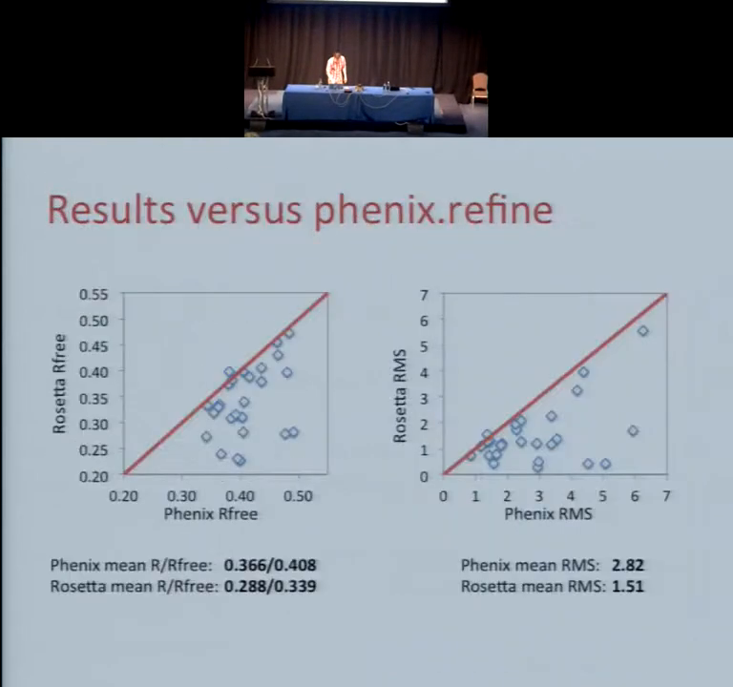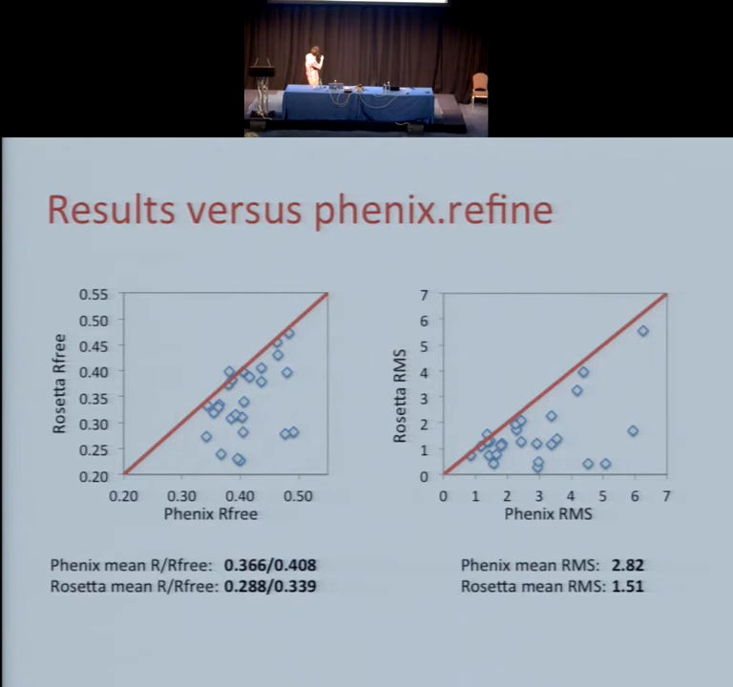Reorganization, so that they tended to be about 2 to 5 angstroms RMS from the deposit. And so we refine these with this low-resolution refinement protocol in Rosetta and compare the results versus Phoenix Refine. And I'm just plotting, for each of these 26 cases, a single point in the scatter plot.